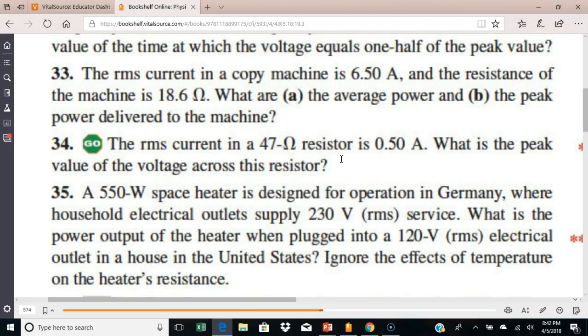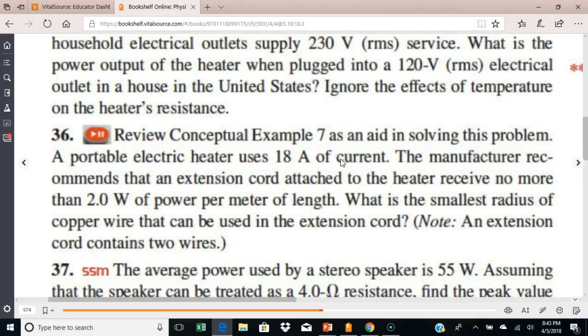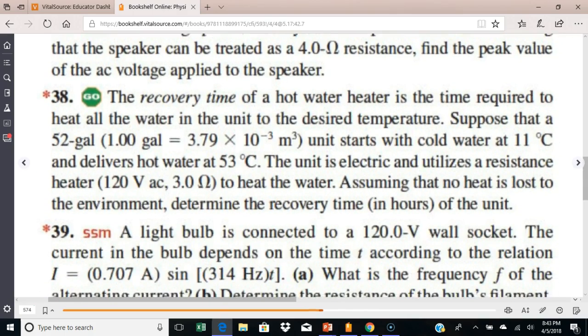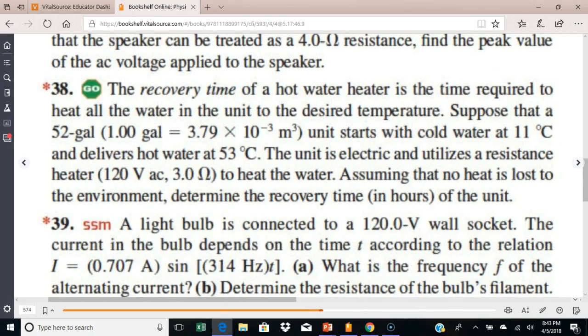I'm going on here a little bit. Let's do one more. Let's do 38. Okay. I got a hot water heater.